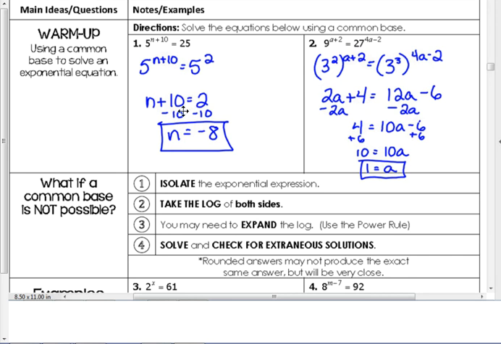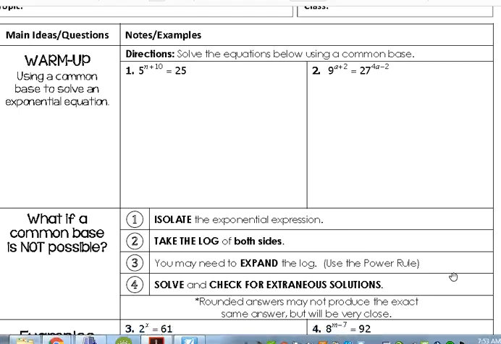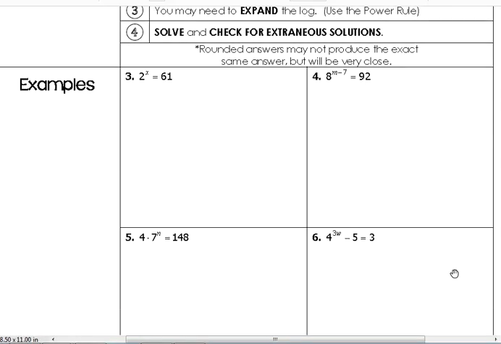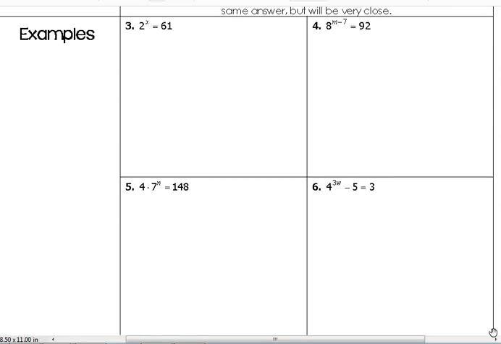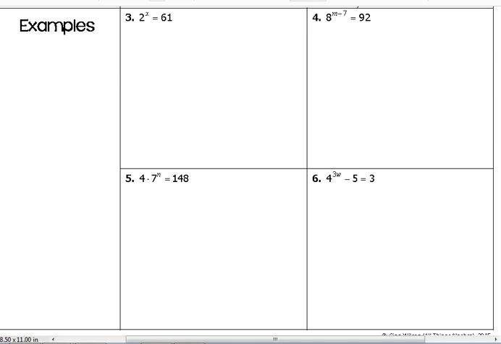Okay, so let's look at an example of this. Number 3. 2 to the x is equal to 61. 61 is not a power of 2. It's impossible to get a common base on both sides of this equation. So step 1, we isolate the exponential. Well, it's already isolated. So after we get it by itself, we write it in log form.